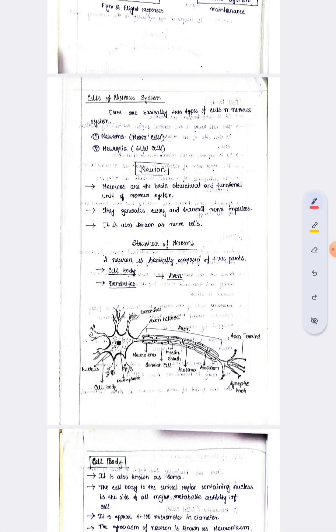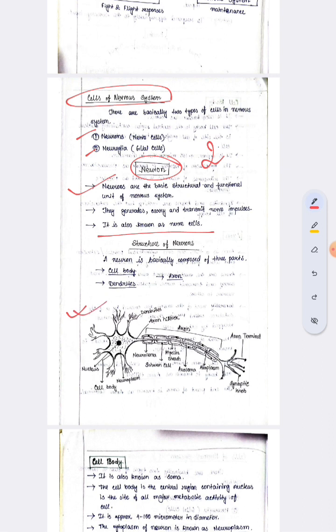Then cells of the nervous system: neuron and neuroglia. Neuron is important for 2 marks. Coming to the neuron, they can ask the structure and function of neuron, like explain the anatomy of neuron or draw a neat labeled diagram of neuron. What is the neuron? Neurons are the basic structural and functional unit of the nervous system. It is also known as nerve cell.